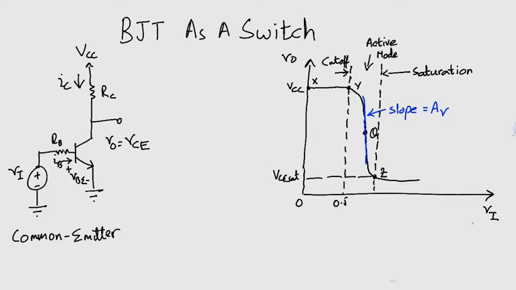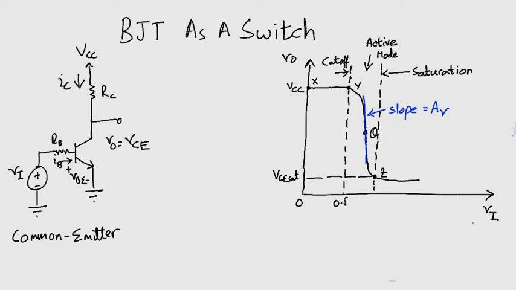For Vi less than about 0.5 volts, the transistor will be cut off, thus IB will be 0, IC will be 0 and VC will be equal to VCC at point X on your screen. Now to turn the transistor on, we have to increase Vi above 0.5 volts, that is beyond the point Y.